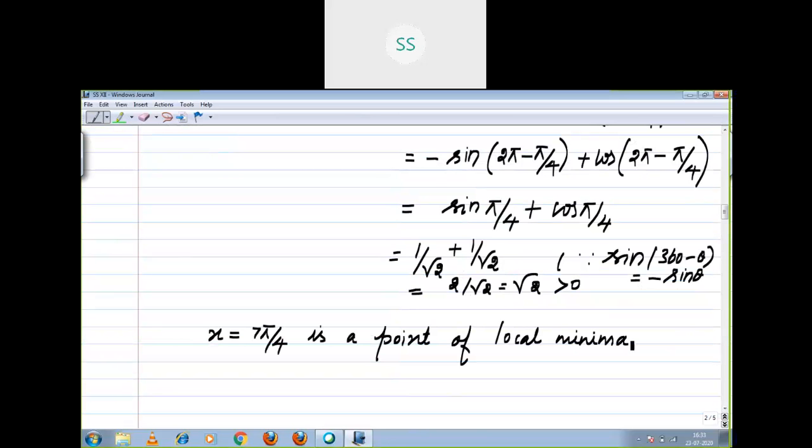Now we want to find the local maximum value and local minimum value. How to find, children? I discussed, right? You have to substitute the critical point in the given function to find the local maximum value and local minimum value.